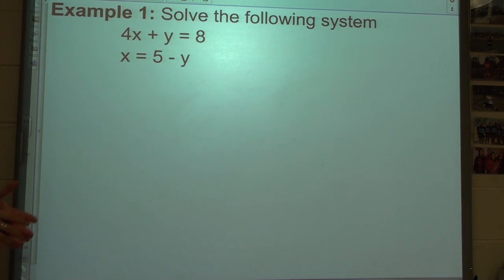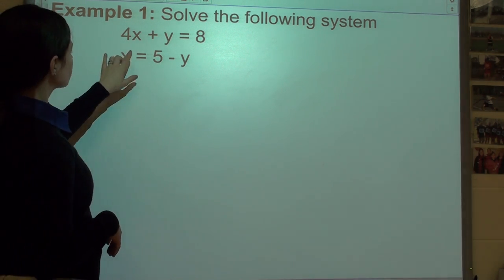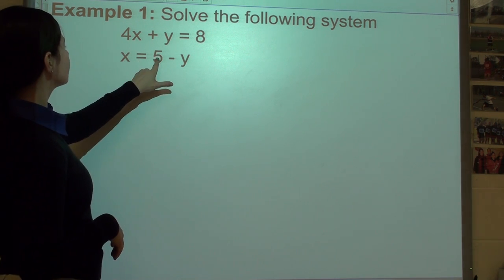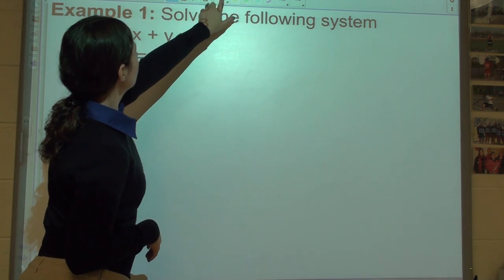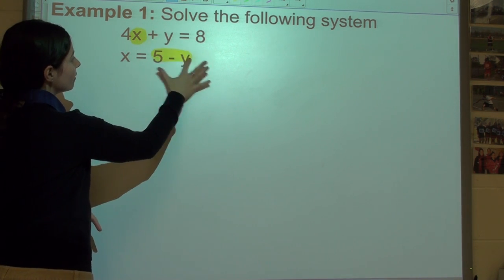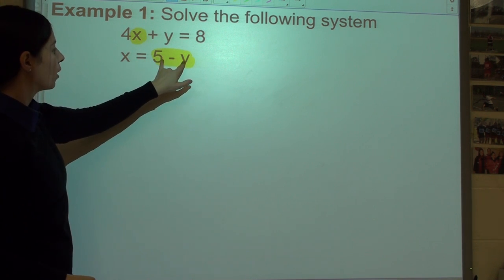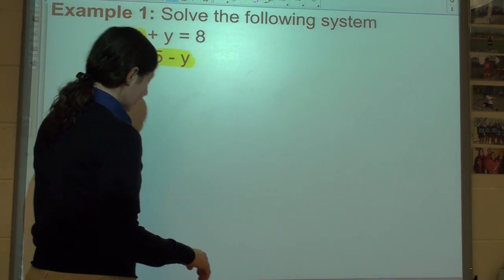So our first example is: solve the following system: 4x plus y equals 8, and x equals 5 minus y. Right off the bat, you should realize we're doing substitution. We've got x by itself, and we're saying x is the same as 5 minus y. So I'm going to take my x, and since it's equal to 5 minus y, I'm just going to replace the entire x with the entire quantity 5 minus y.